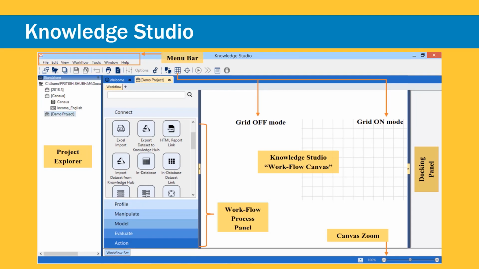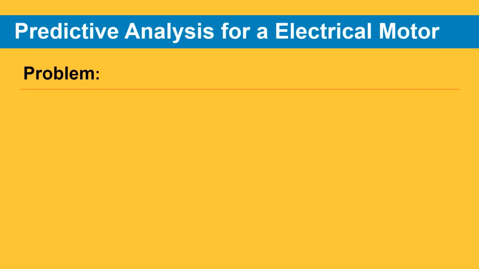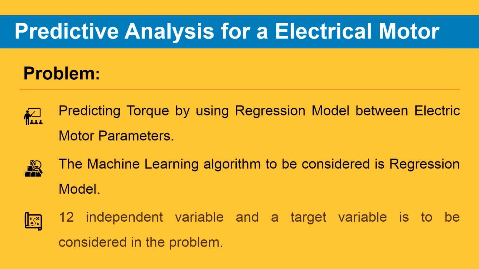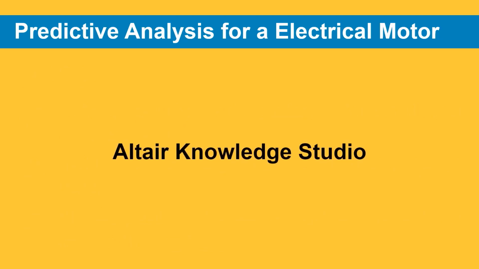Now let us consider real data obtained from the sensors of an electric motor and use Knowledge Studio for creating a machine learning predictive analysis. So the problem is to predict torque by considering various parameters of the electric motor. The algorithm for this problem, which we will consider, is linear regression. 12 different variables are considered to correlate with the target variable, which is motor torque. So let us now explore Altair's Knowledge Studio software.